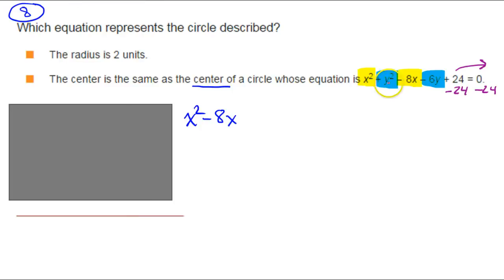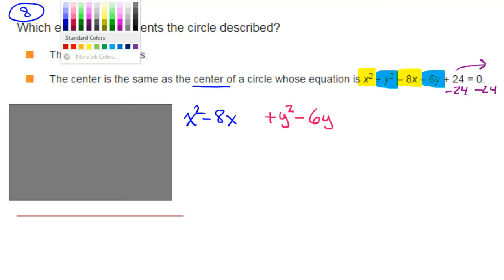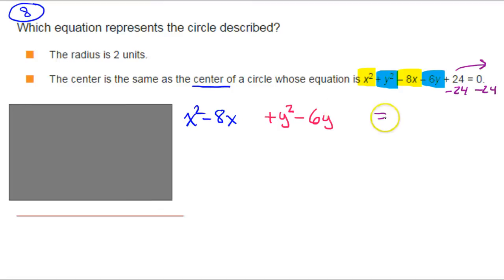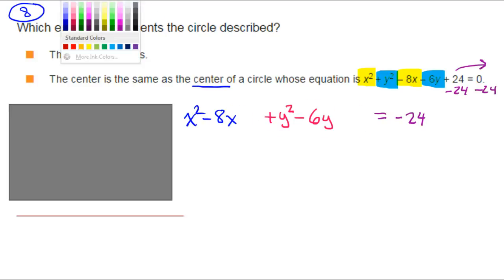Alright, so now I'm going to have y squared minus 6y. So I'll put plus y squared minus 6y. Okay, so that's the y's. And again, I'm going to leave a space, and then I'll have my negative 24 that I moved out of the way. So now I'm going to complete the square twice.